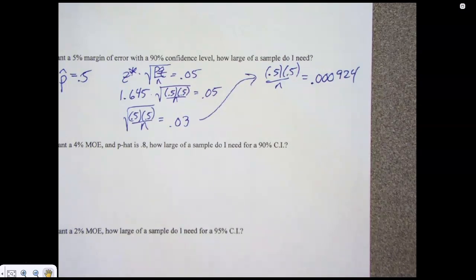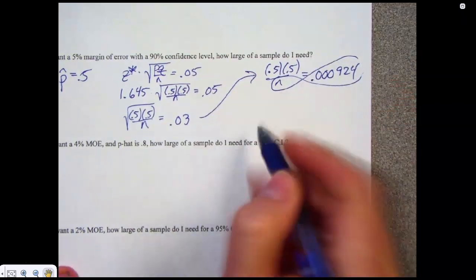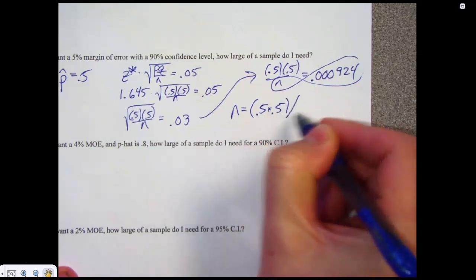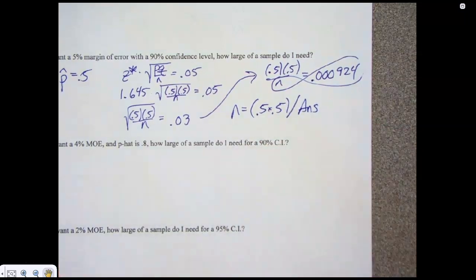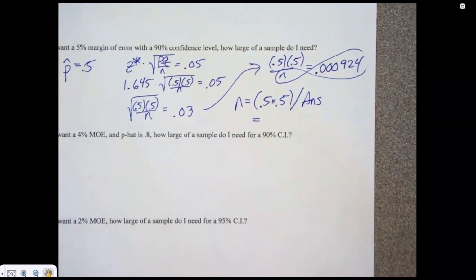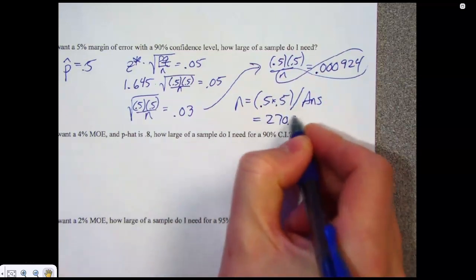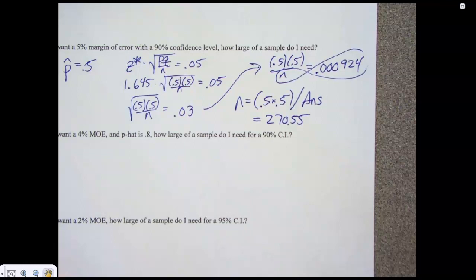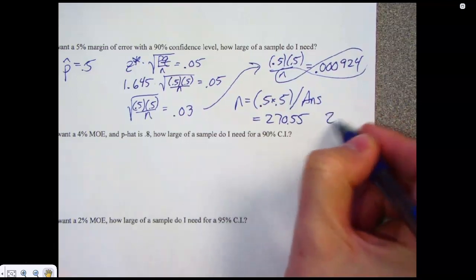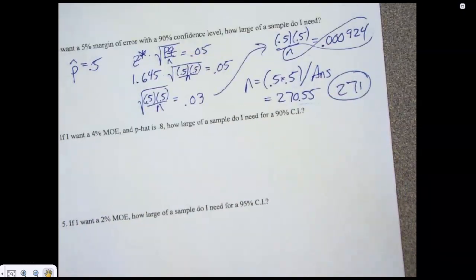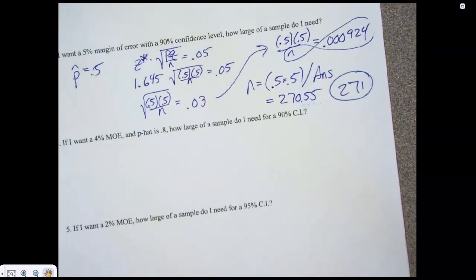And then I'm going to use that flip-flop trick. So what I'm going to type into my calculator is 0.5 times 0.5 divided by answer. So I get 270.55. You guys agree? So then how many people do I need to actually ask? 271. That's like 270 in Mr. Packer. Questions on that process anywhere?